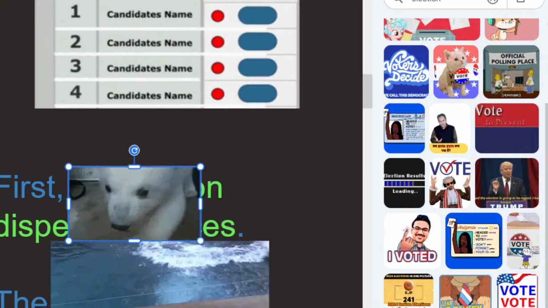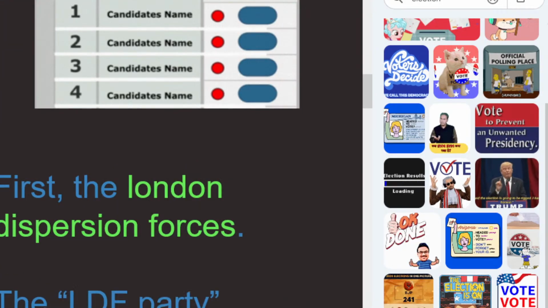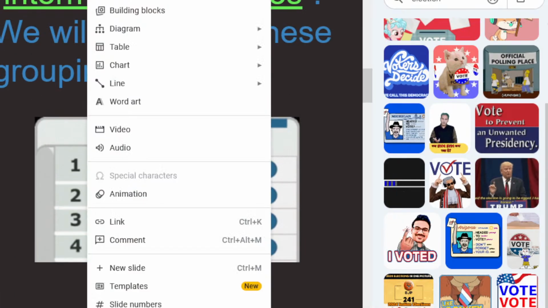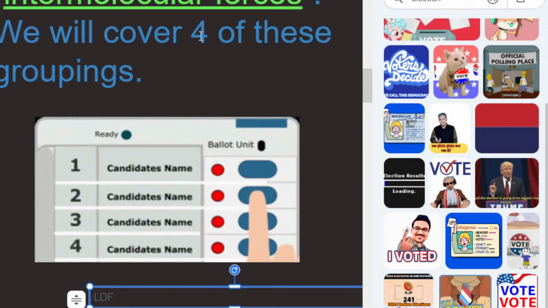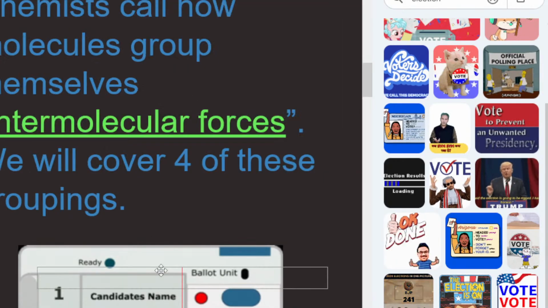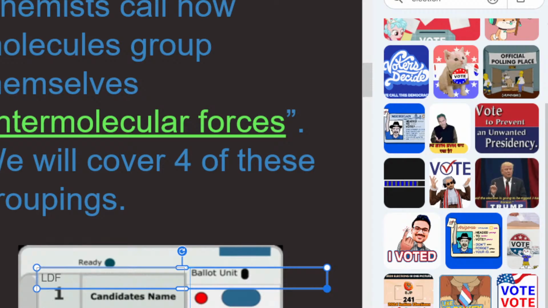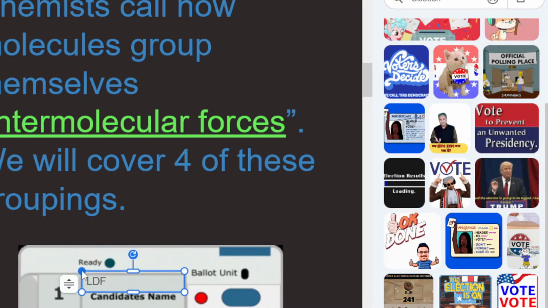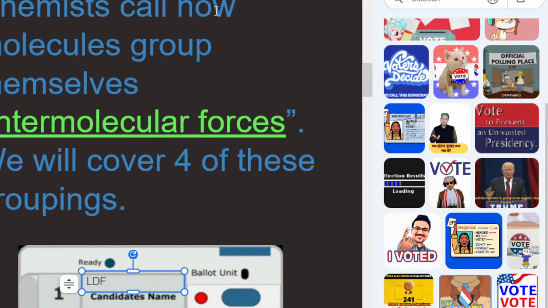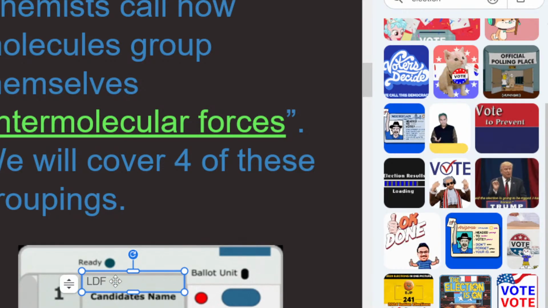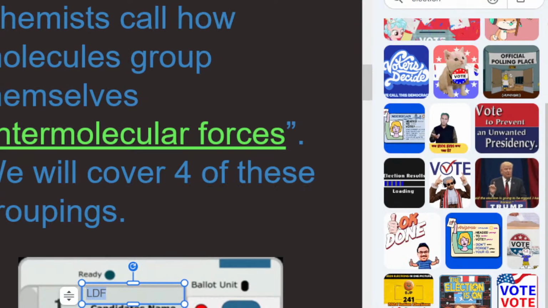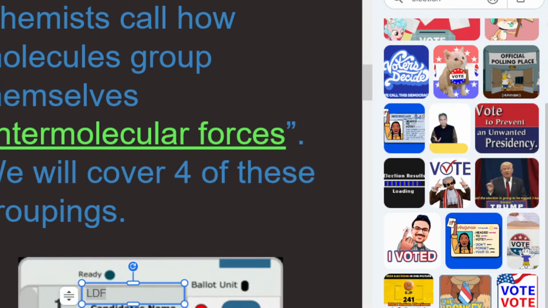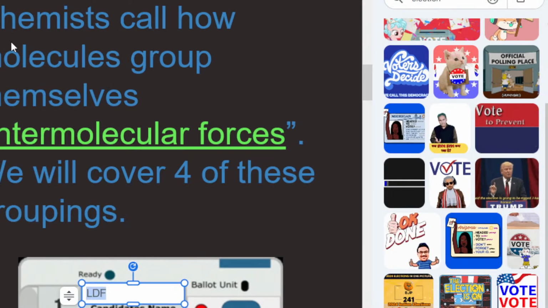And again, ideally we'd actually have the forces there. You know what? Let's do it real quick, just because I'm a glutton for punishment. So we'll have LDF, and I want to fit it in here. We need to, oops, come on. We need to fill it with a background.